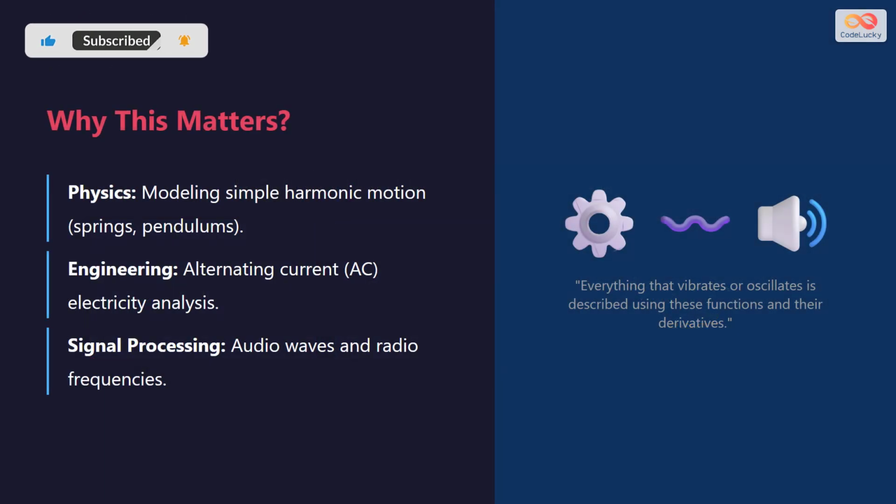Why do we learn this? These derivatives are fundamental in physics and engineering. They describe everything from swaying bridges and swinging pendulums to sound waves and alternating current electricity.